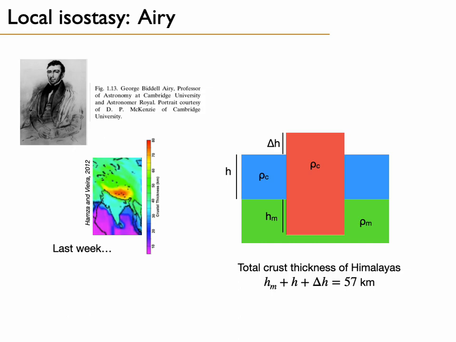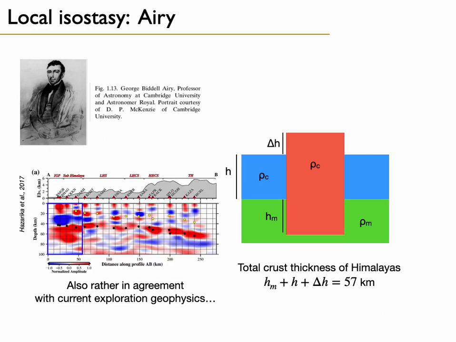If you remember, that's a sample from last week's course, coming from a global map of crustal thickness. The thickness of the crust below the Himalayas should be around 70 or more kilometers. So we are getting closer to these numbers. It's yet a little bit low, but it's not a bad estimate, and it's also rather in agreement with current exploration geophysical tools.